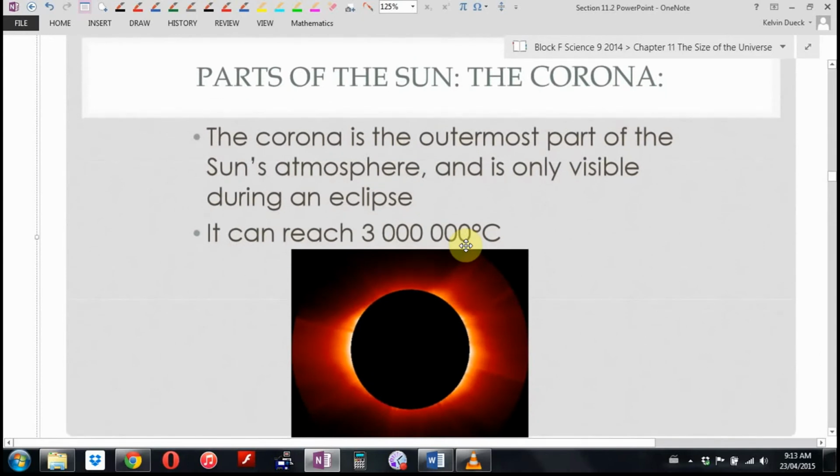The corona. The corona is the outermost part of the sun's atmosphere. It's only visible during an eclipse. And it can reach about 3 million degrees Celsius. That's a word you're going to need to know.